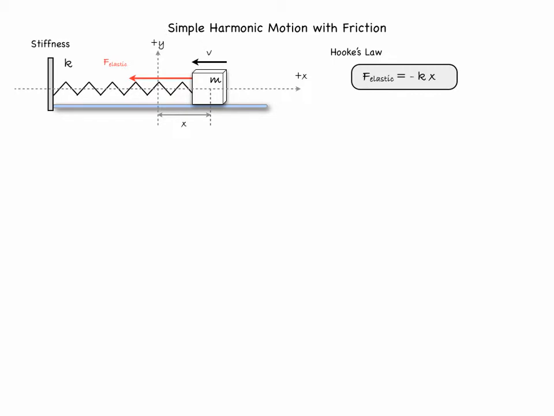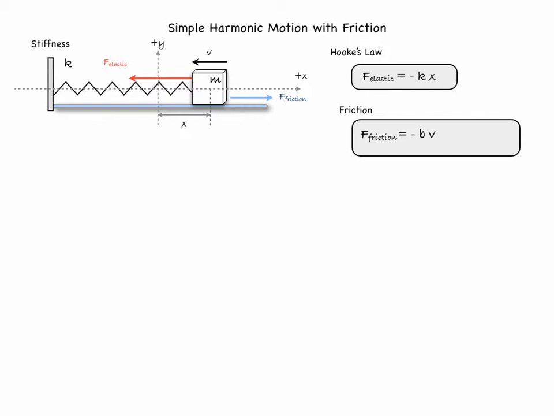The elastic force of the spring is given by Hooke's law, F elastic is equal to minus kx. The friction on the block opposes the direction of its motion, and so it must point to the right. We will consider here a very simple case of frictional force that is directly proportional to the block's velocity. So we will write that F friction is equal to minus bv.